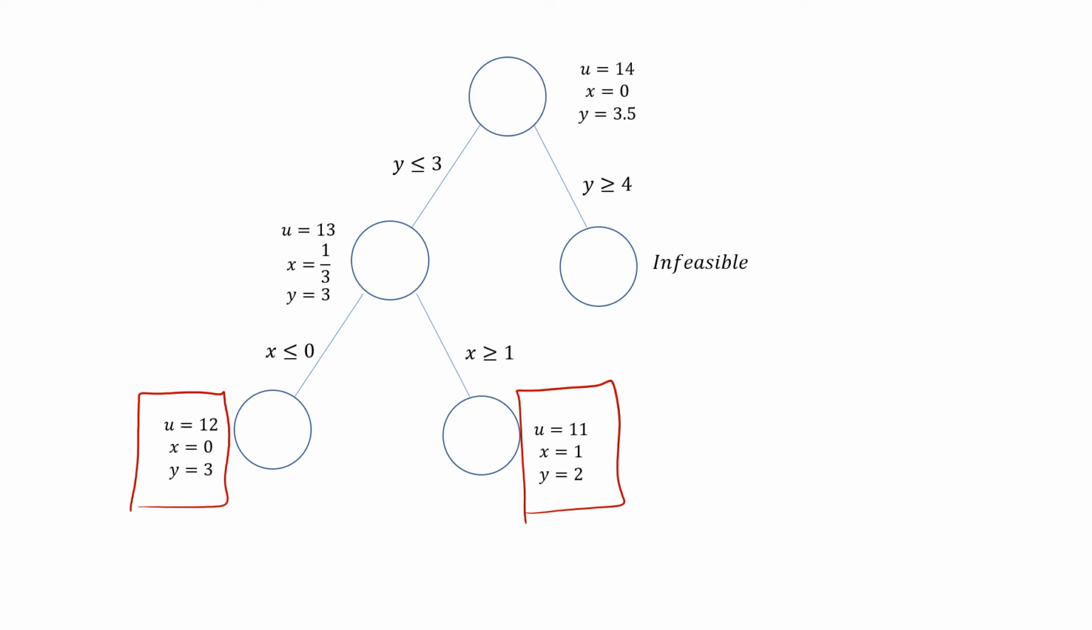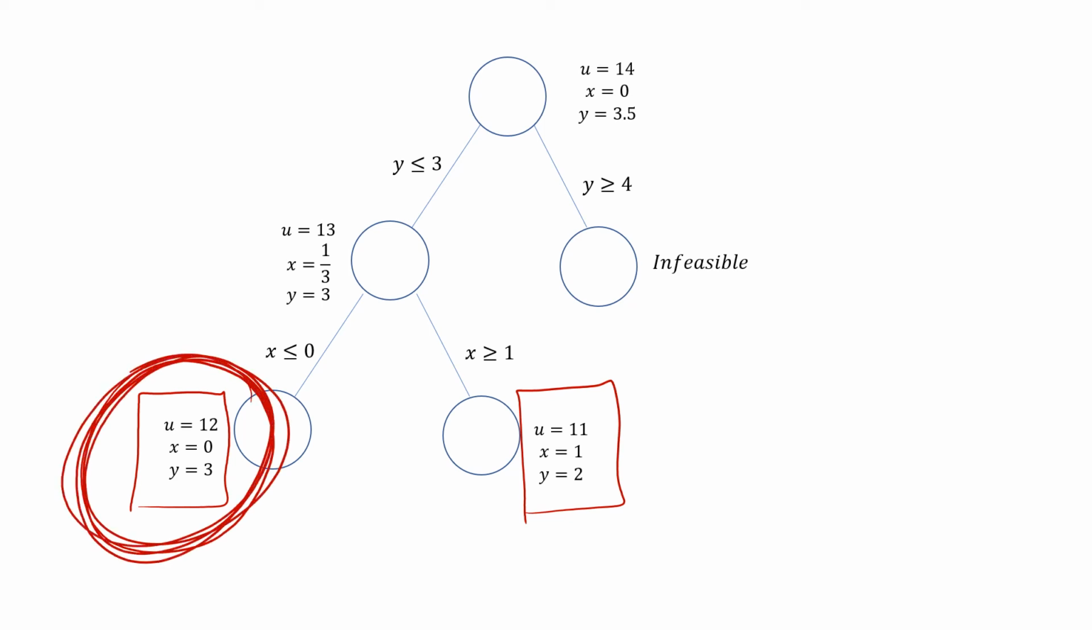We're asked to maximize our function, so we just pick the one with the largest number. And there's our solution. So our solution is x equals 0, y equals 3, and u equals 12. And that's the branch and bound method.